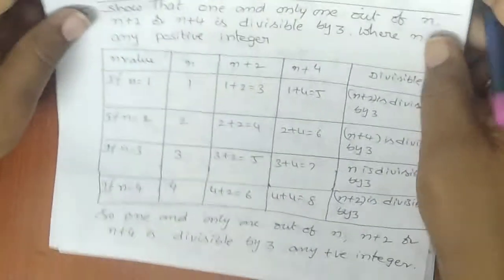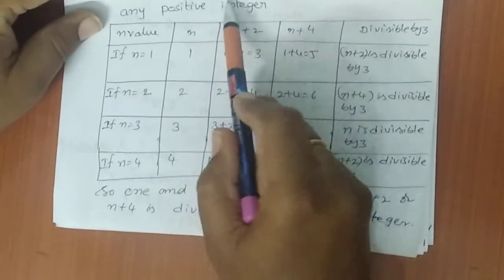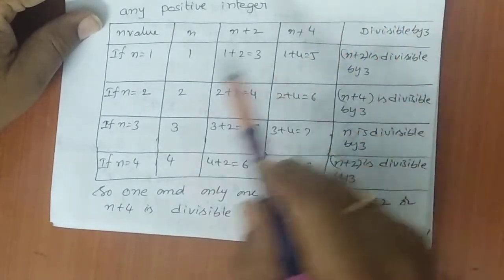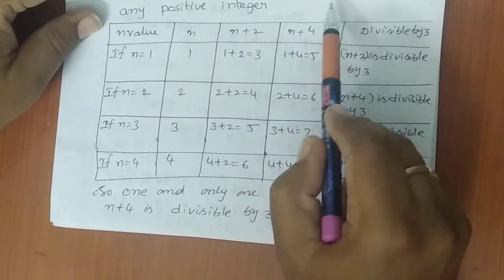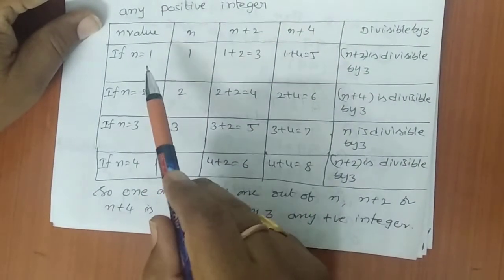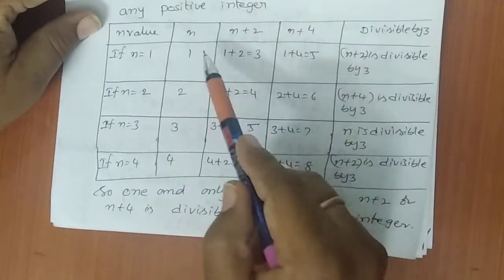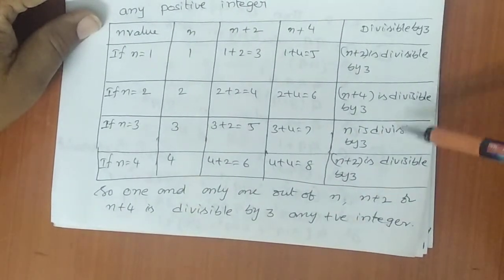Okay, next, fifth question in this exercise. Show that one and only one out of n, n plus 2 or n plus 4 is divisible by 3, where n is any positive integer. So we take n values. So in this problem, n, n plus 2, n plus 4, one is divisible by 3.